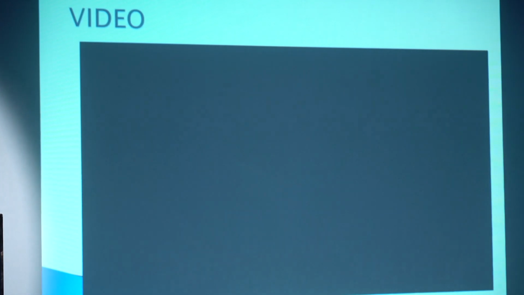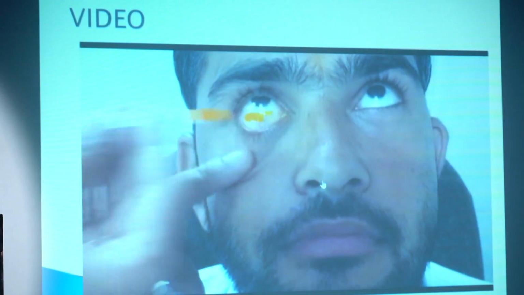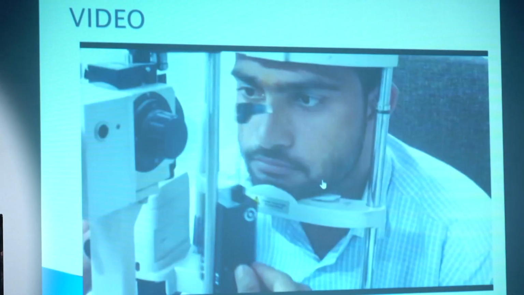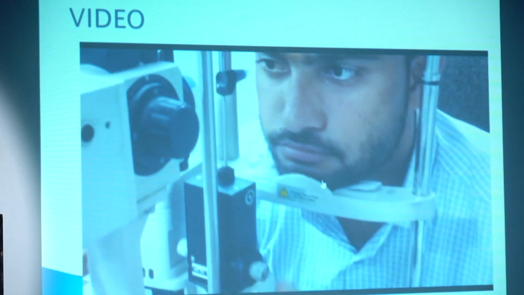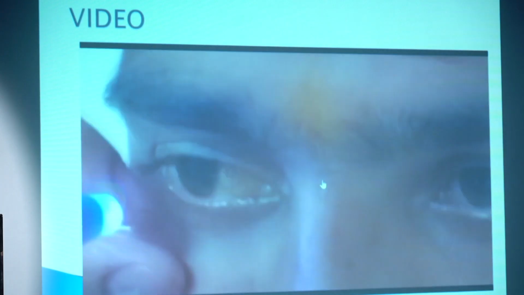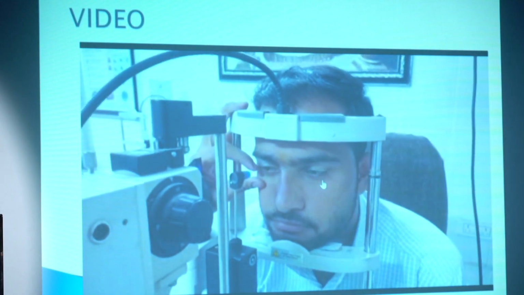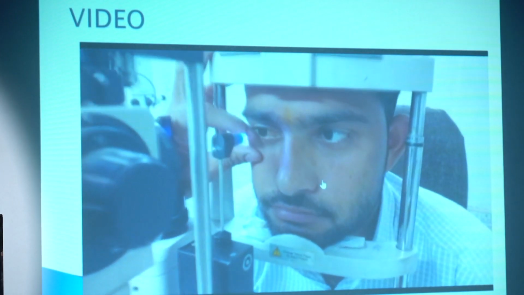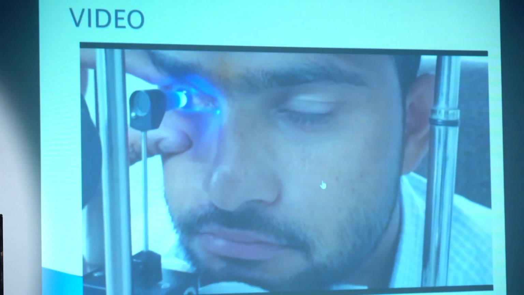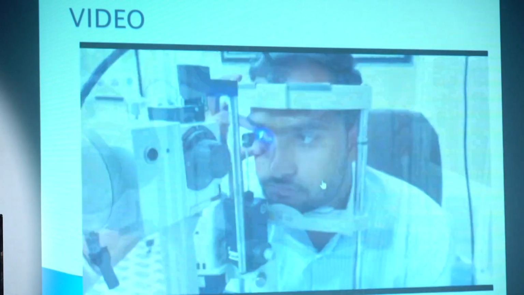So how do we do tonometry? Simple. Just put one drop of proparacaine in the lower part of the conjunctiva. Ask the patient to blink 3-4 times, and after 20 or 30 seconds, once the eye is topically anesthetized, just touch the cornea, maintaining the lateral canthus at the same level. At that time you will see the mires, and you can get the reading also.